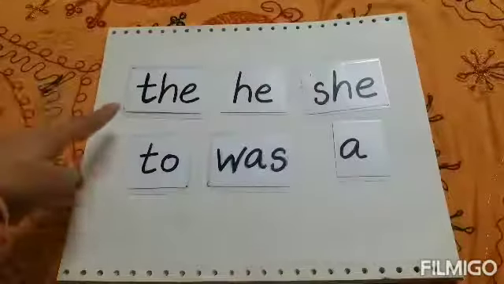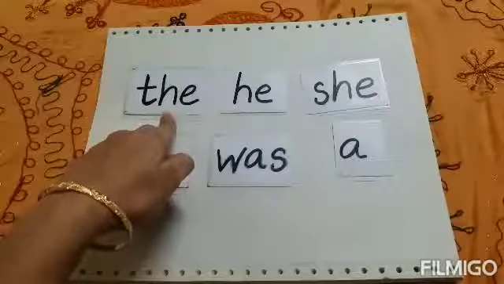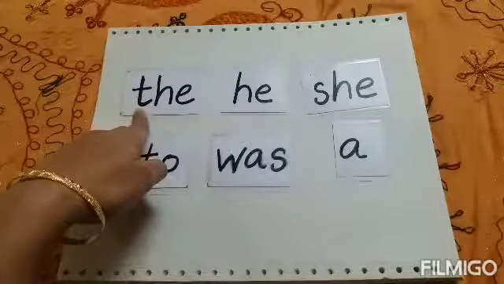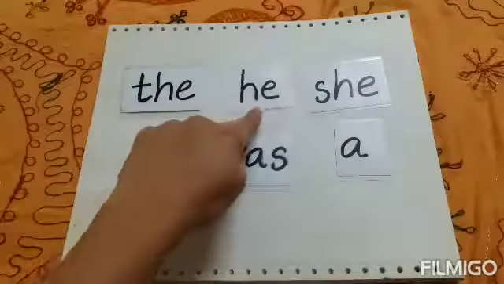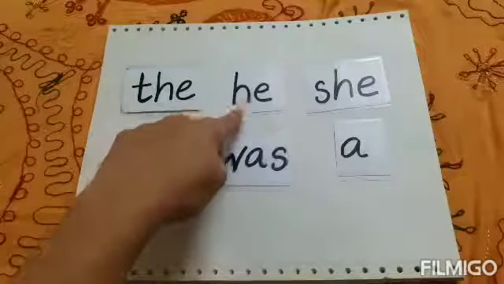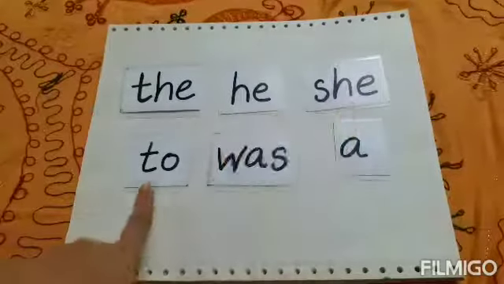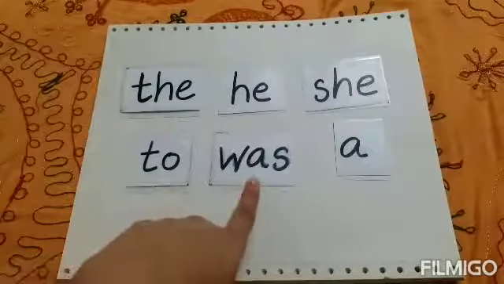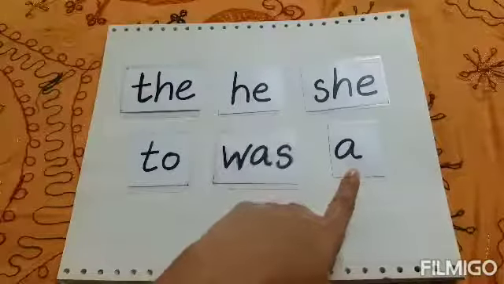For example, these words: when you see the, it doesn't follow the phonic sounds. So better teach them with the spelling T-H-E, the. See the word he, even this doesn't follow the phonic sound. So you can spell H-E, he, and S-H-E, she, T-O, to, W-A-S, was, and A is a.